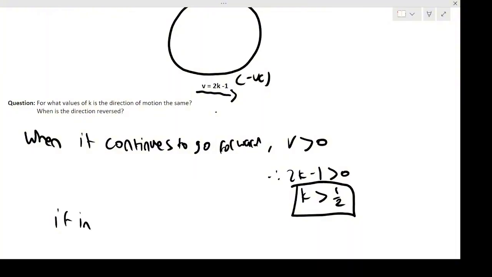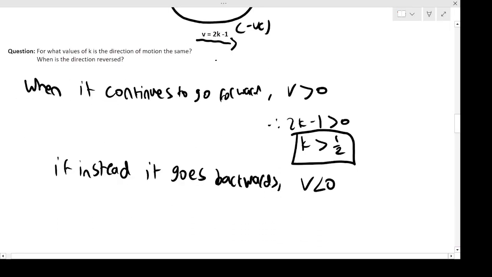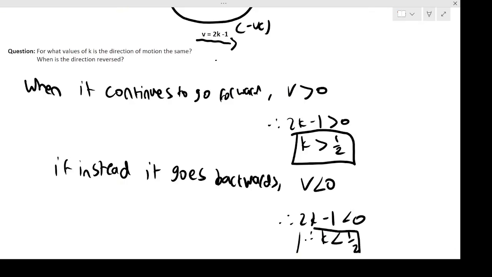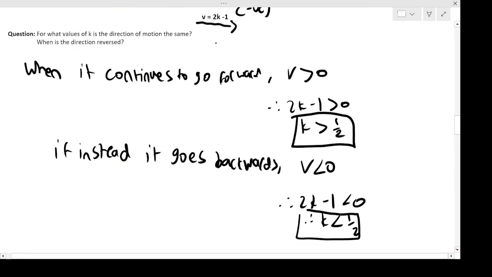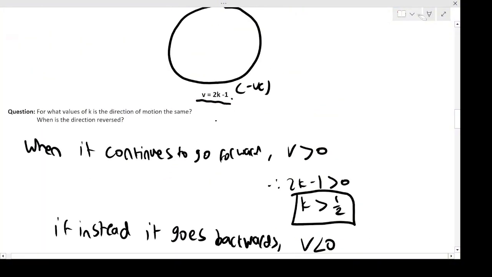So if instead it goes backwards, that means v has to be less than 0, has to be negative. So then if I sub my expression in, 2k minus 1 is less than 0, so k is going to be less than a half. So when k is set to be less than a half, that would then ensure that my expression for the velocity, 2k minus 1, would indeed be negative. And so if it's negative, we need to flip it to go backwards instead. Hopefully happy with that there.